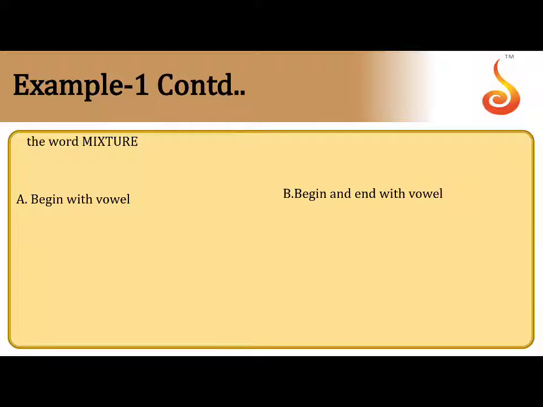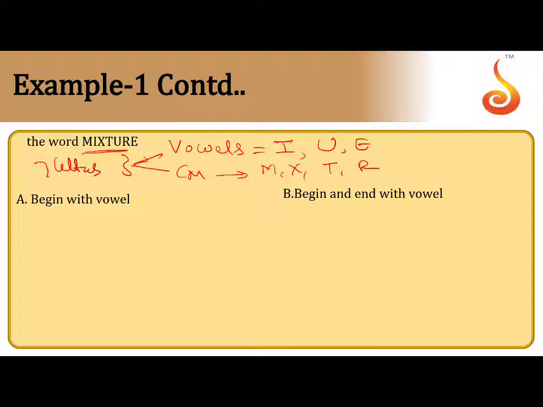So now let us take the next page. The given word is MIXTURE. There are vowels I, U, E. Next, the other letters, that means consonants. These consonants are M, X, T, R. These are the letters which are given. So now we have to form 7-letter words because there are a total of 7 letters. Out of 7, vowels are these and consonants are these.